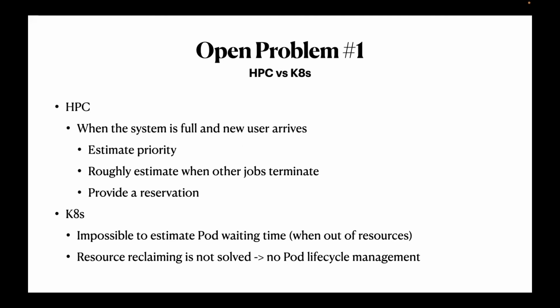Coming to an end, I will state a few remaining open problems we also mentioned in the paper. The first problem is that in a common HPC environment, when the system is full and a new user arrives, the scheduler automatically assigns the user a priority. It roughly estimates when other jobs terminate and can even provide a non-destructive reservation. However, in Kubernetes, there are no guarantees, and the pod you just submitted can start immediately or probably in an hour or never, you never know.